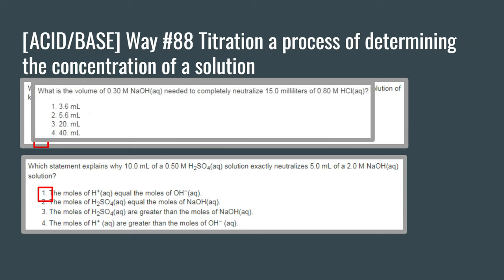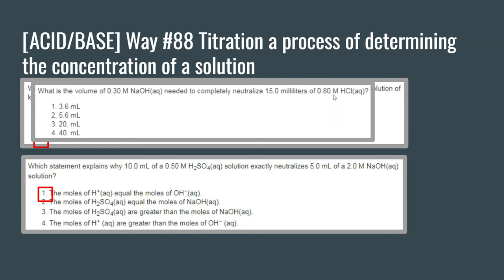Now let's move on to some actual problems. What is the volume of 0.3 molar NaOH needed to completely neutralize 15 milliliters of 0.8 molar HCl? For these problems, think about what's provided. Here you're given 0.3 molar NaOH. Now NaOH you can confirm from table K and L that is a base. So this is Mb, and here you're given 15 milliliters of 0.8 molar HCl.